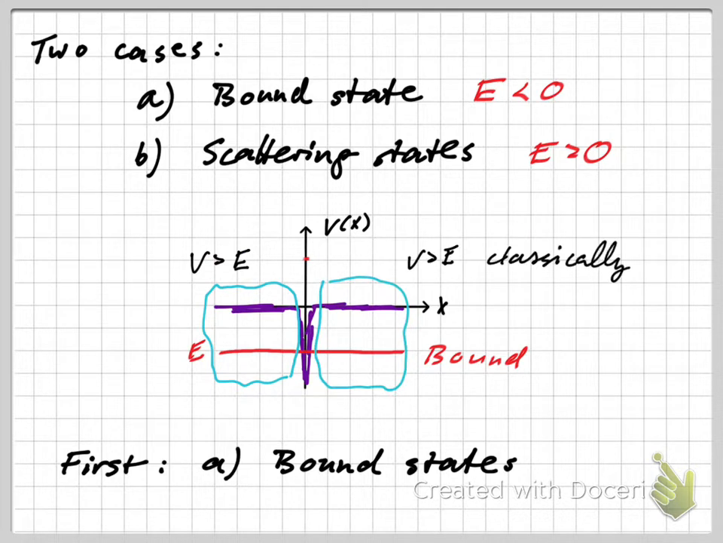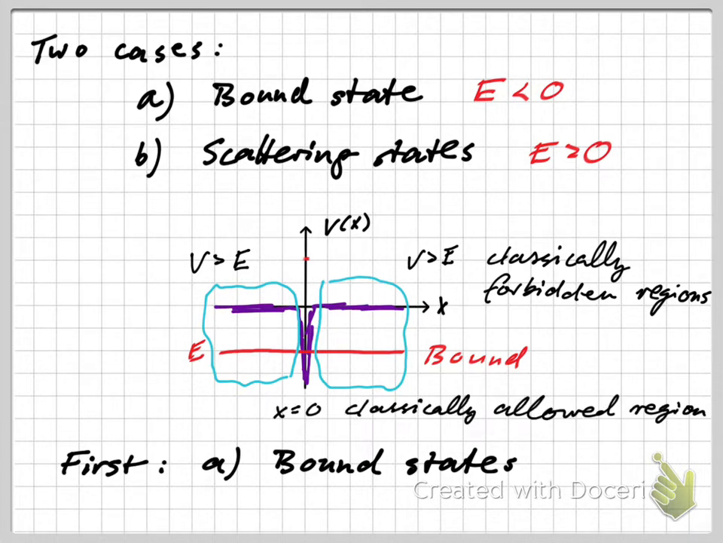And what you notice there then is that basically we have a forbidden region to the left of the origin, because V is greater than E. Classically, that should not be able to happen. And certainly also to the right of the origin, we have the same situation. V is again larger than E. The purple line is above the red line. And so basically, everywhere but at the origin itself, do we have a forbidden region. Only at the origin then do we get what we might term a classically allowed region.